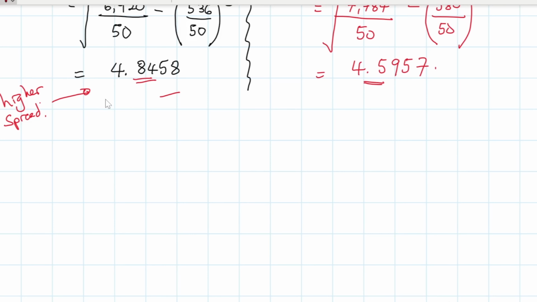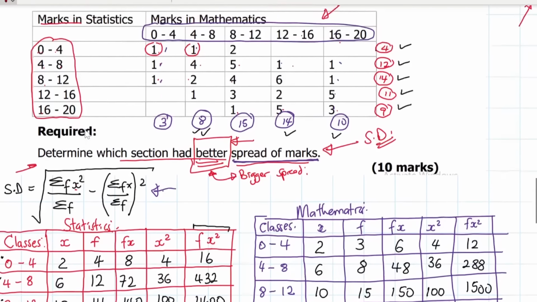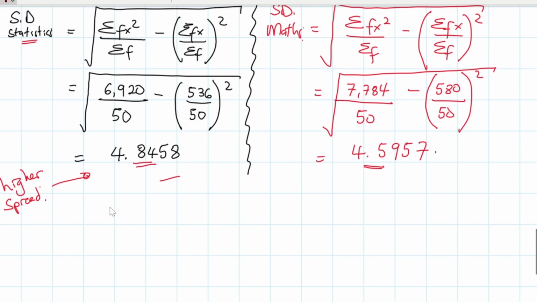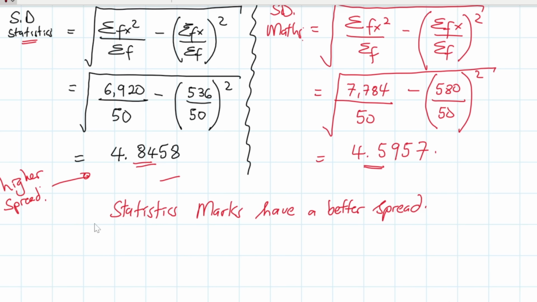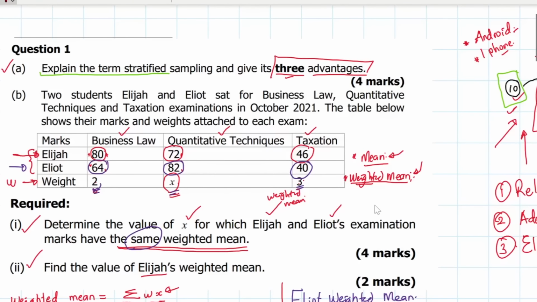So we shall conclude. Which section has better spread of marks? The statistics marks have a better spread. So that's how we shall conclude. We shall simply say statistics marks have a better spread. So that's it. We will have answered our question. We have answered our 2 questions.